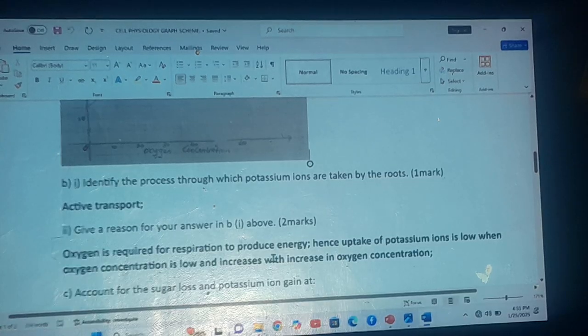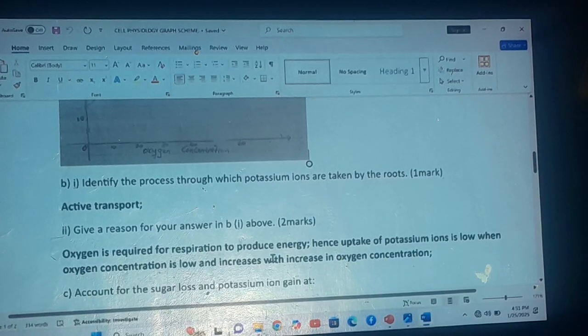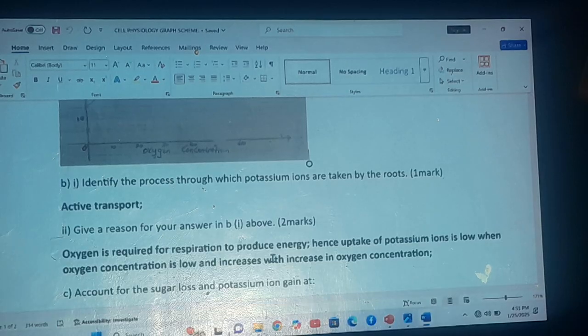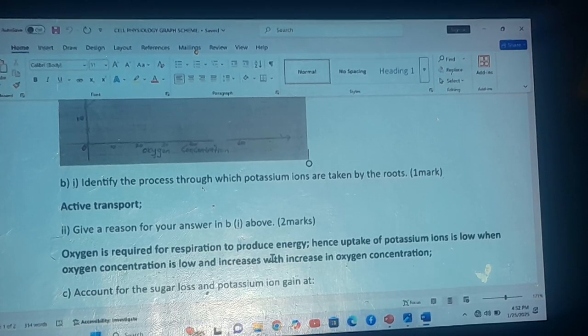Let's explain this briefly. Oxygen is required for oxidation. So the more the oxygen, the more the oxidation, and the more the oxidation, the higher the respiration rate. The more the respiration, the more the yield of energy, and the more the yield of energy, the more the active uptake of those ions. So there is a relationship between potassium uptake and oxygen. The more the oxygen, the more the uptake of these ions. The less the oxygen, the less the uptake. Because oxygen is for oxidation, and the more the oxidation, the more the respiration, and the more the yield of energy, it means high uptake of those mineral salts, that's the potassium.